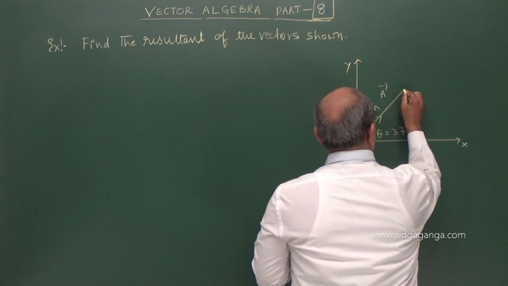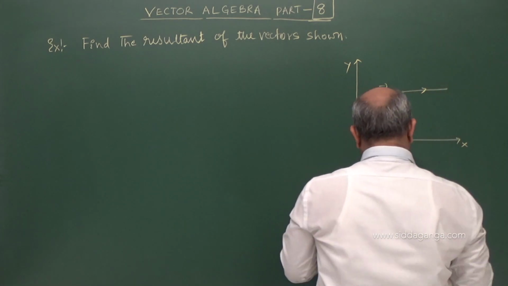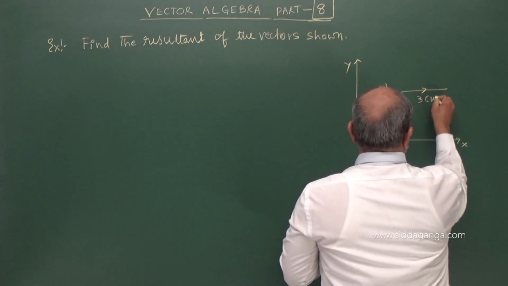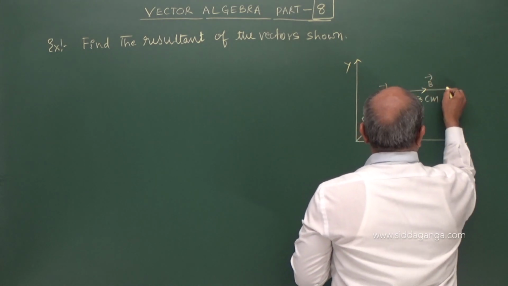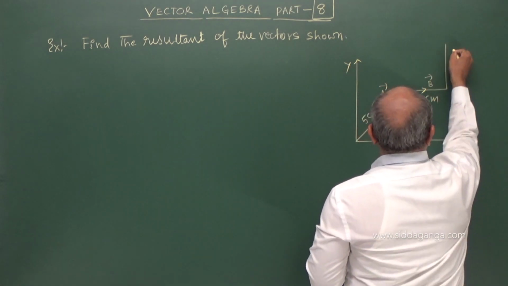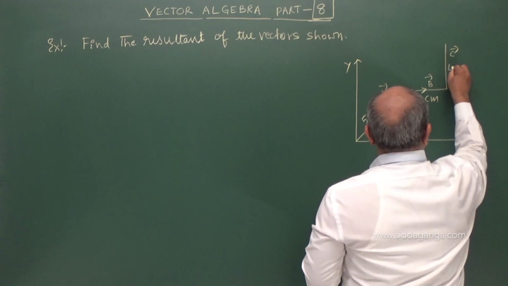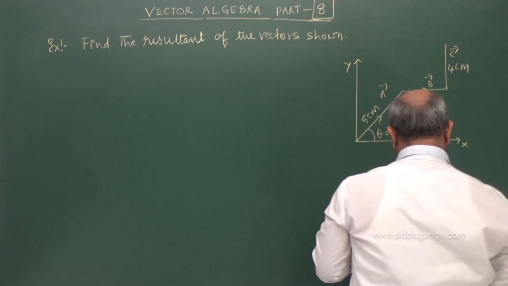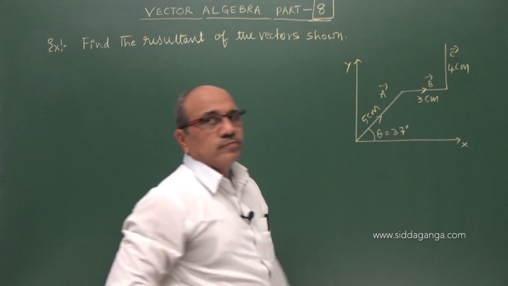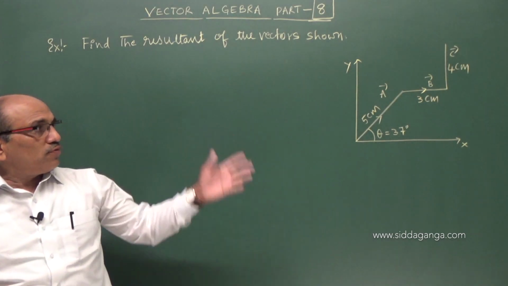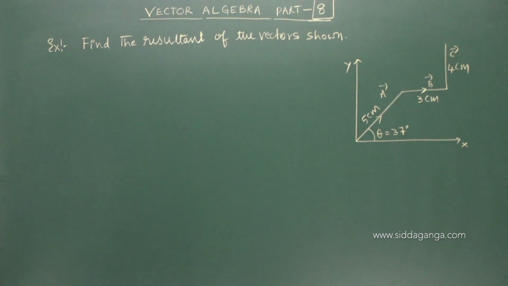And another vector B, 3 centimeter, and another vector C which is 4 centimeter. So the question is, we have to find the resultant of that vector sum. We have to arrive at the vector sum.